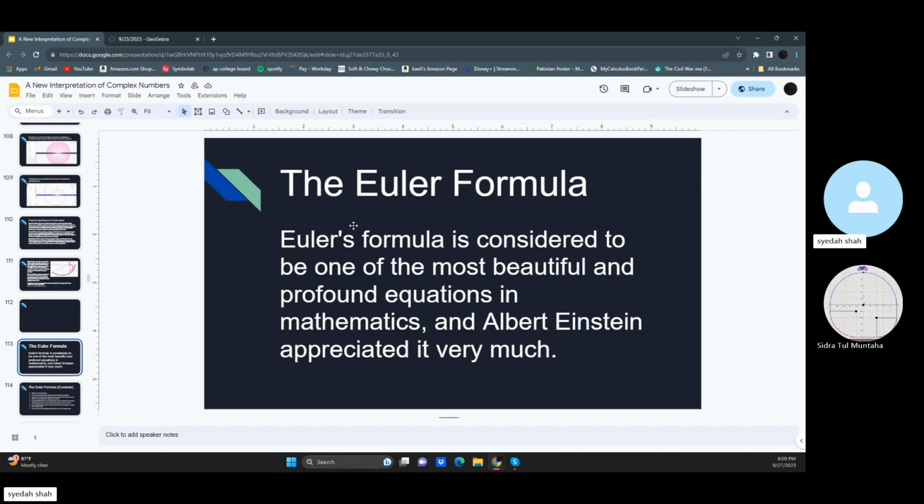Euler's formula is considered to be one of the most beautiful, profound equations in mathematics, and Albert Einstein appreciated it very much.